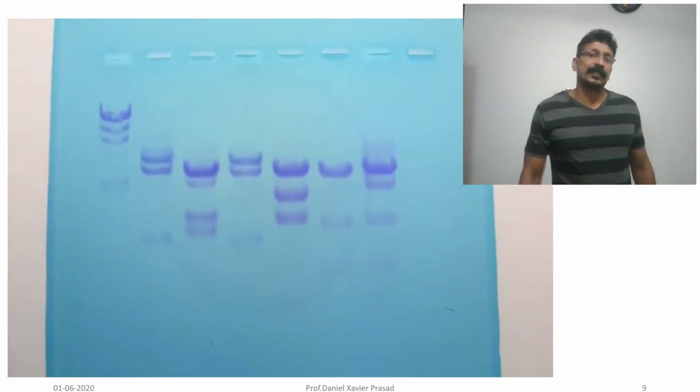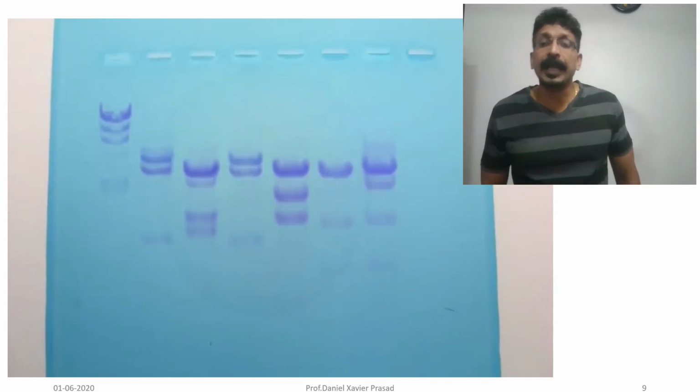This is DNA fingerprinting by the electrophoresis method.